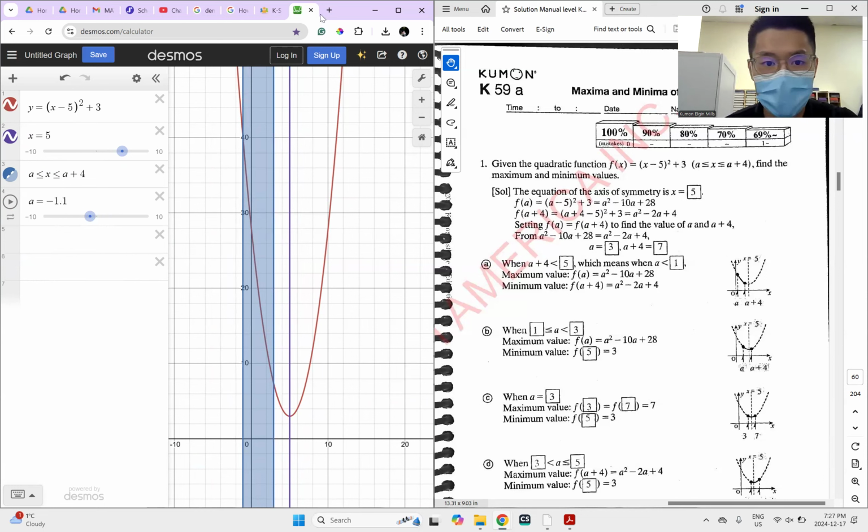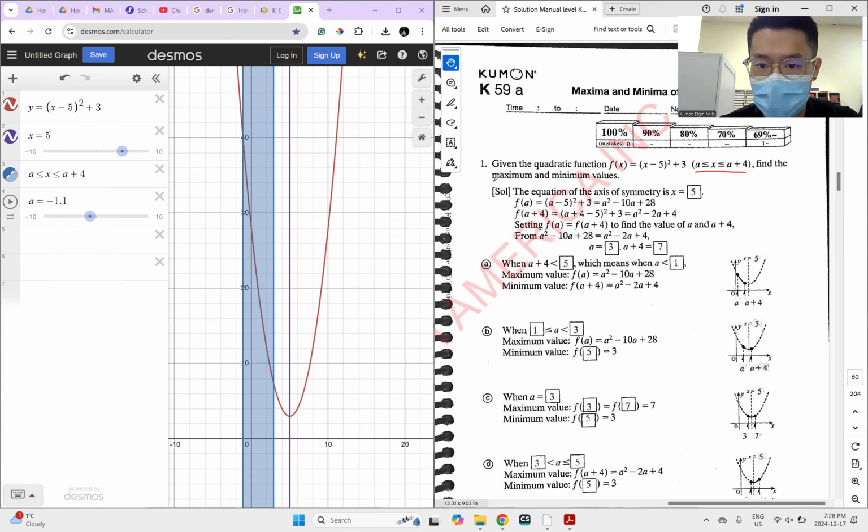Now let's take a look at the question itself. We have a given quadratic function f(x) equals (x minus 5) to the power of 2 plus 3, and we have a domain for x in between a and a plus 4. Here's the tricky part, because we do not know what a is. So we have to analyze and evaluate a, since different minimum and maximum points really depend on the value of a as well. But we have to know the specific point of difference, and I'm going to explain it later.